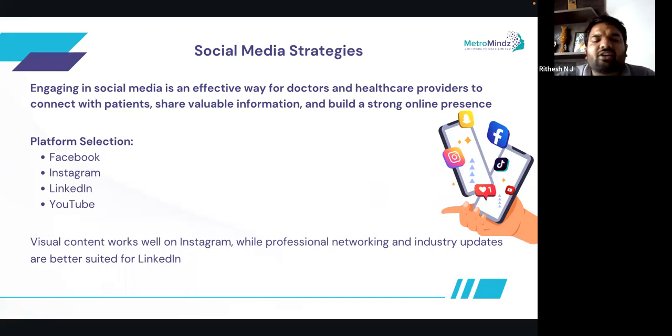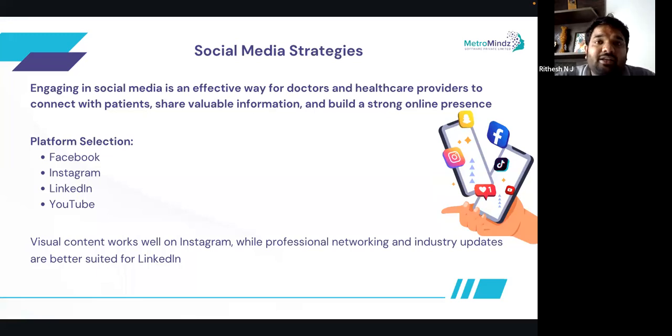Similarly, you can think about what your age category is. Facebook is definitely 35 plus. And Instagram is 14 plus, or 14 to 35 is the age range where people would engage.